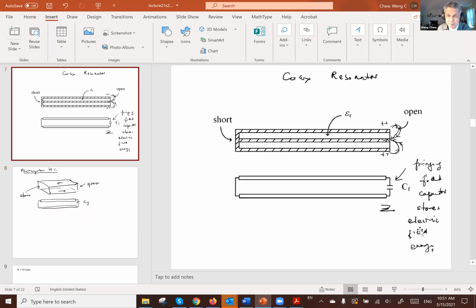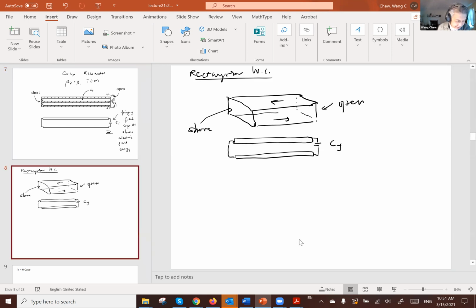However, the beta Z is not simple anymore. The beta Z for this problem would be very simple because this is a TEM mode. Beta Z is just beta, okay? However, for a rectangular waveguide, beta Z is not beta, but beta Z is the square root of beta square minus beta S square, okay?